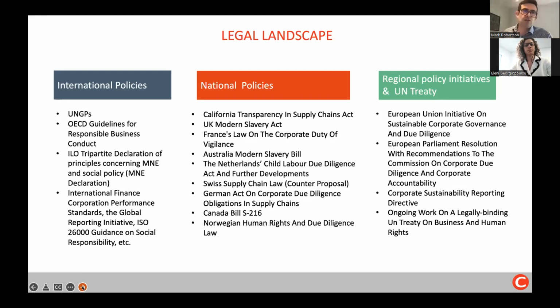Obviously, there's a huge amount of focus on the UN guiding principles, but also the OECD guidelines as well, all of which create clear responsibilities for companies to both prevent and remediate child labour risks in their supply chain. And I'll talk a bit more about how in a second.